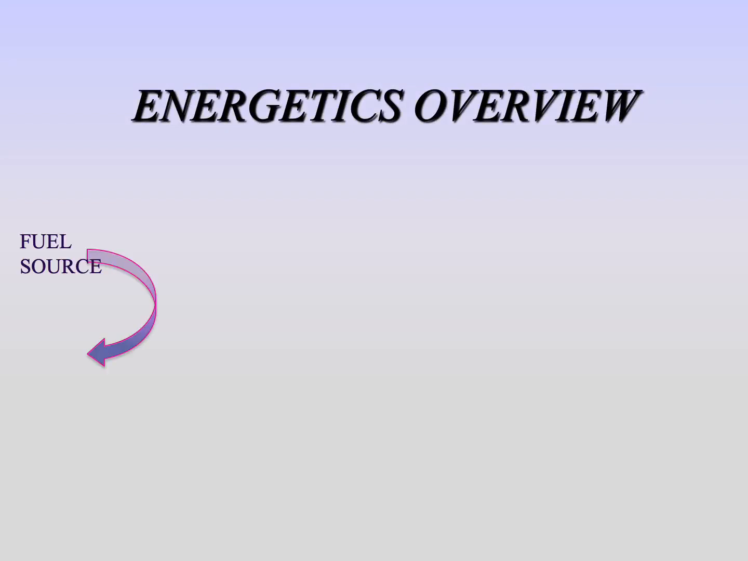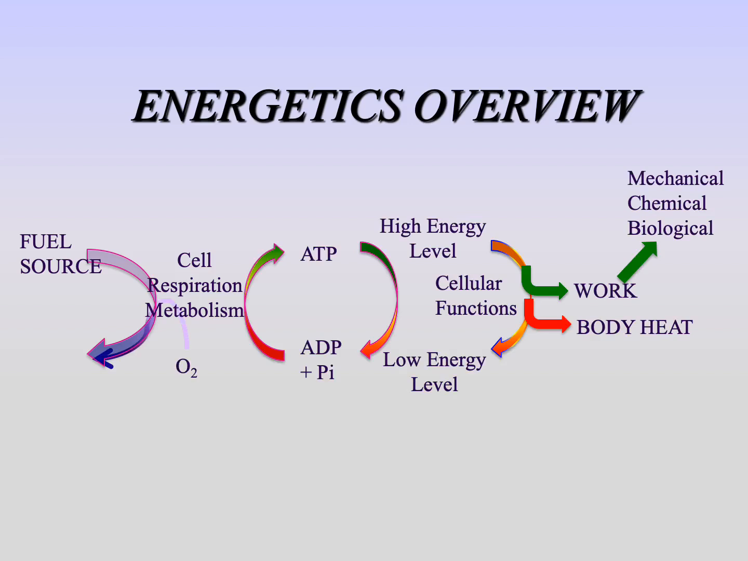So we start with some sort of fuel source. This fuel source is going to enter cellular respiration, starting off anaerobically and then aerobically. In cellular respiration, we take a low energy form of the energy carrying molecule, ADP, and turn it into the high energy molecule, ATP. That ATP will then provide the energy for the cells to do what they need to do, whether it is mechanical work, chemical work, or biological work, or to produce heat for the body. Coming out as the products of cellular respiration are carbon dioxide and water. In cellular respiration, ATP is generally a byproduct of the chemical reactions, with the exception of the electron transport ATP synthase.